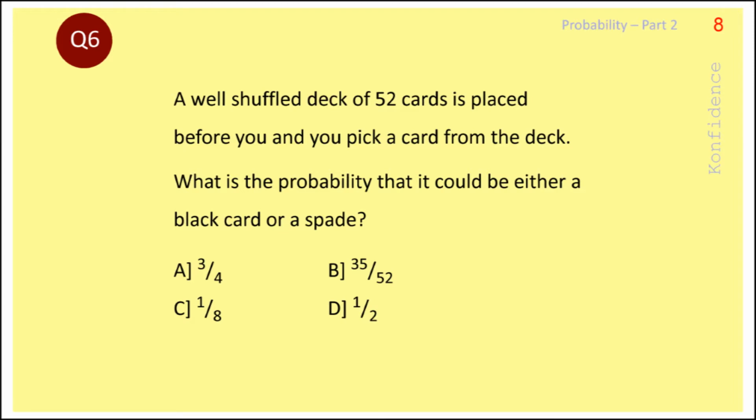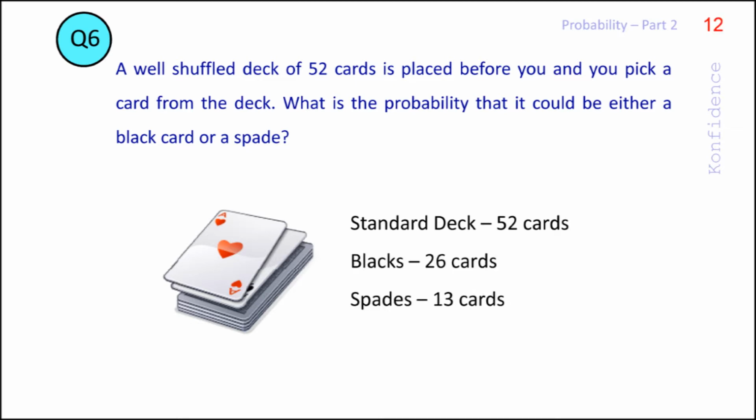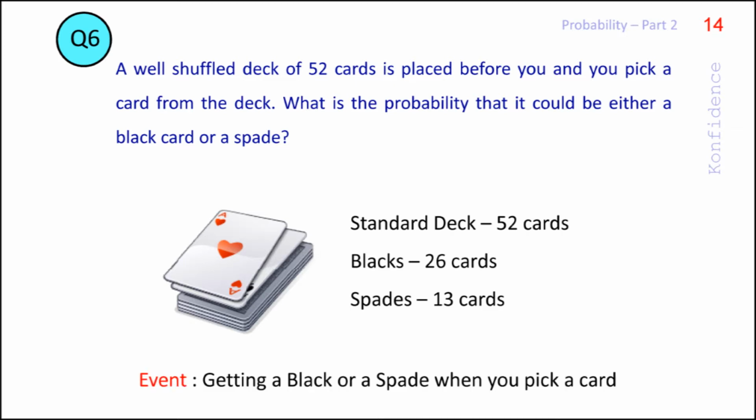From a deck of cards, we pick a card. What is the probability that the card picked is either a black or a spade? Let us analyze the situation. In a standard deck of 52 cards, there are 26 black cards and 13 spades. We pick one card from the deck. The event under consideration is picking a black or a spade card.